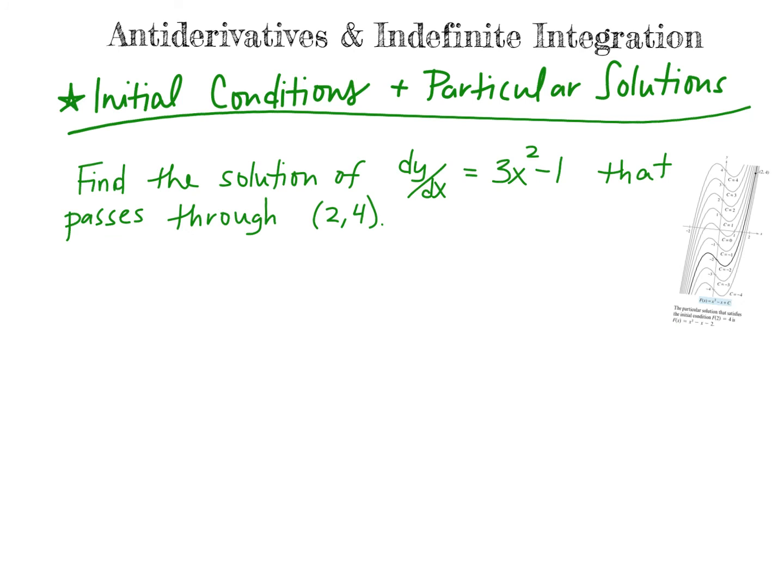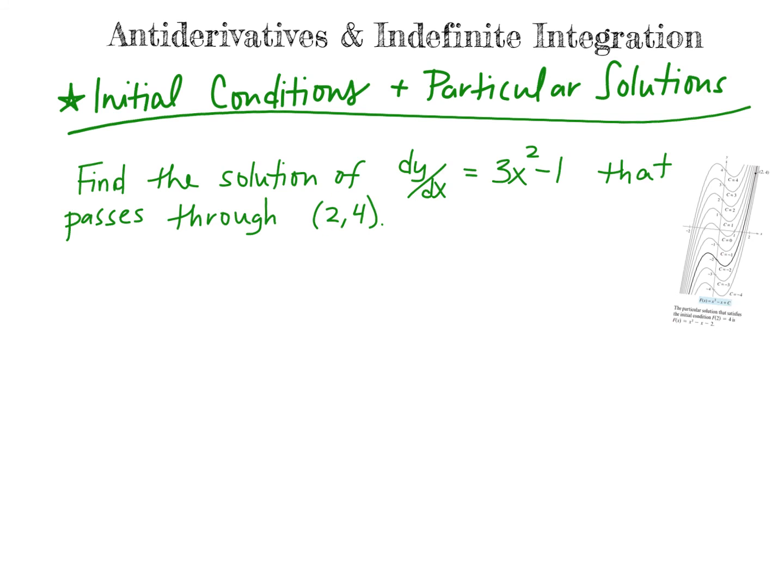All of the antiderivatives, aka the integrals that we've been finding so far, have been a general solution. We've had that plus c. When we're given an initial condition, that means that we're going to be able to actually solve for what that particular c value is. So in this first problem here, we want to find the solution of the differential equation dy dx equals 3x squared minus 1. But we're given an initial condition. We want our specific solution, or particular solution, to be the one that passes through the coordinate point 2, 4.